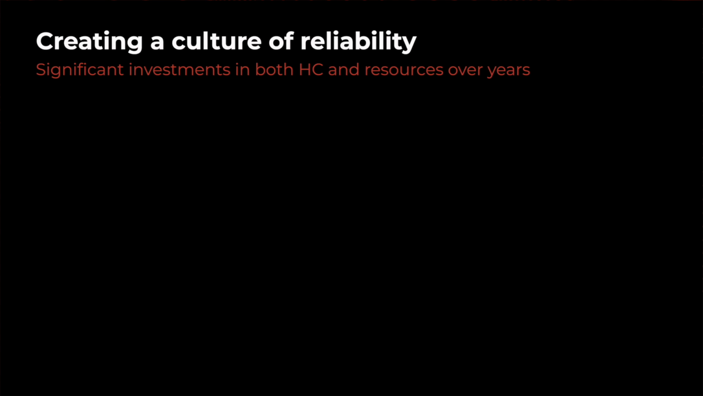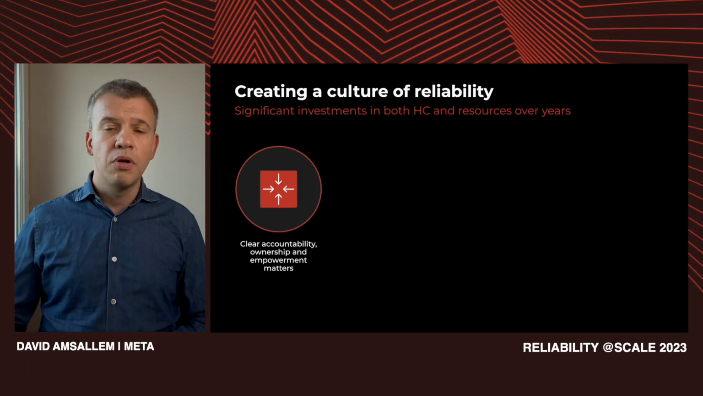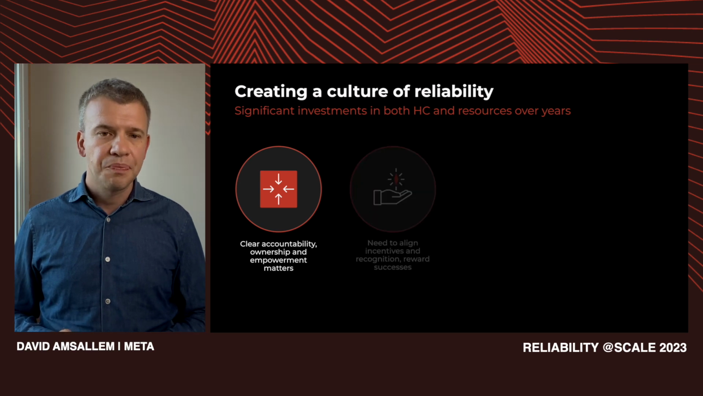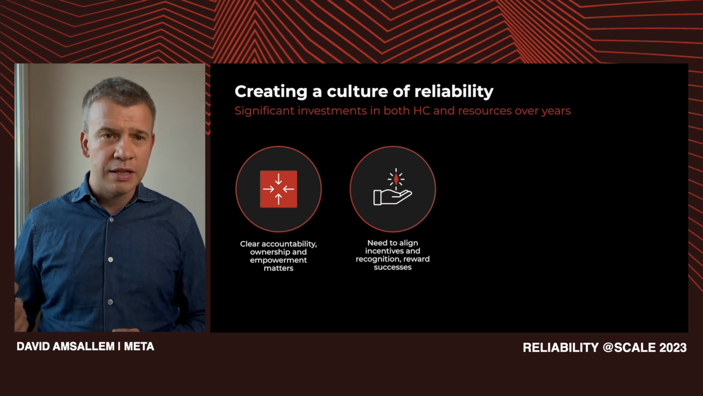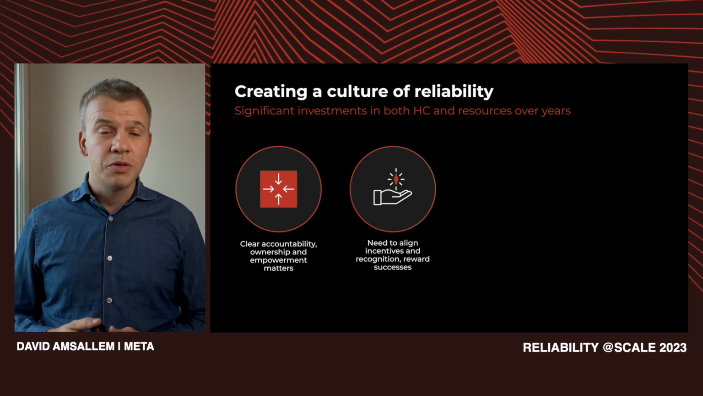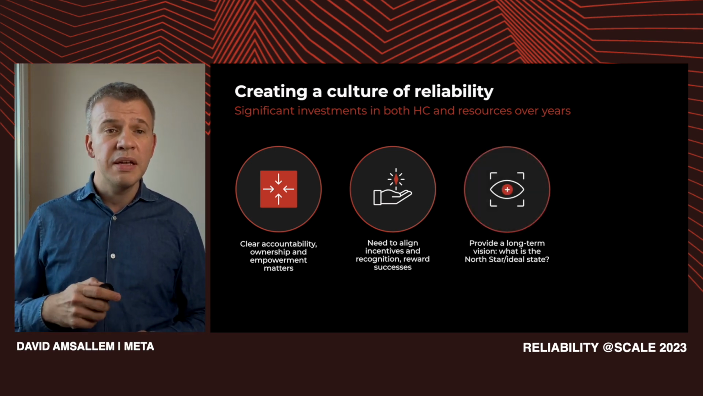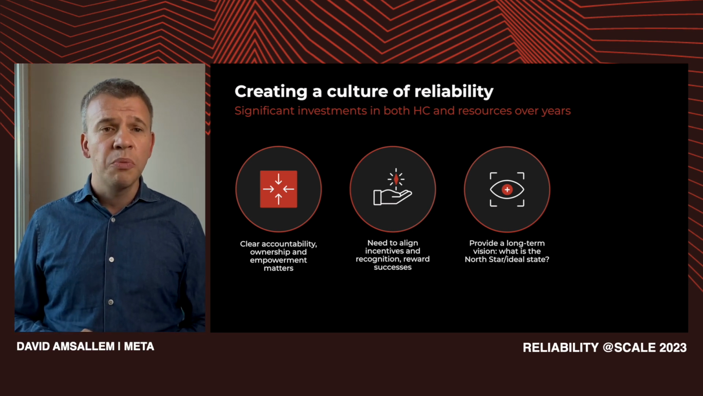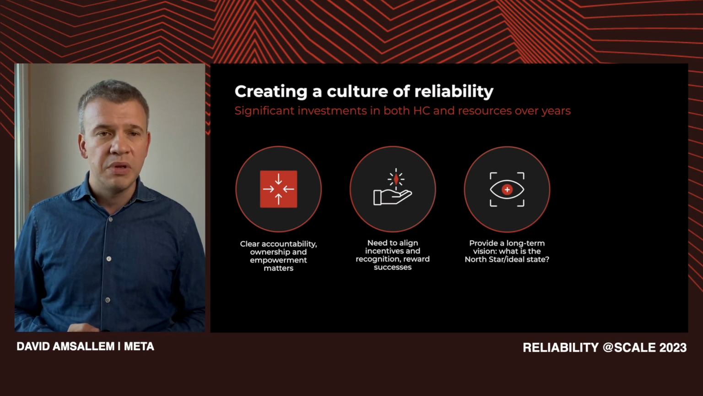So for us, as we invested more resources and more effort through the year, it appeared that we really need to have this clear accountability across teams, more ownership, and empowering teams to really deliver more reliable systems along the way. Having also clear incentives from the leadership as well as from other teams, and recognizing also the successes was another key aspect. But as teams made improvements over time, it was also very important for us to provide a long-term view of where we wanted to get in terms of the state of reliability for monetization.